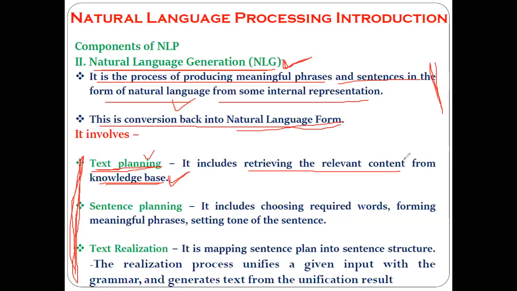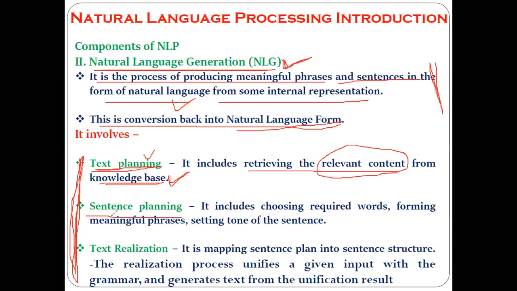So that is the first stage, text planning: retrieving the relevant content from the knowledge base. Relevant content means which kind of contents? The contents related to the question which is being asked. That is the first step in natural language generation, that is text planning.